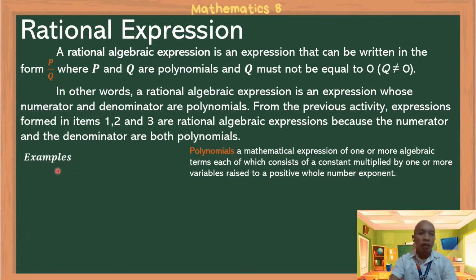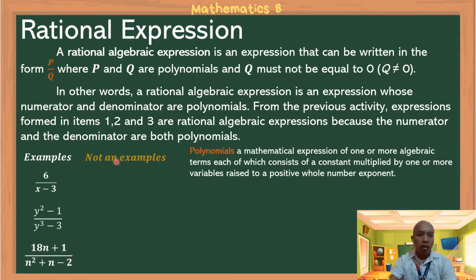So these are the examples of rational algebraic expression. First, the expression 6 over x minus 3. Second, y squared minus 1 all over y cubed minus 3. Third, 18n plus 1 all over n squared plus n minus 2.